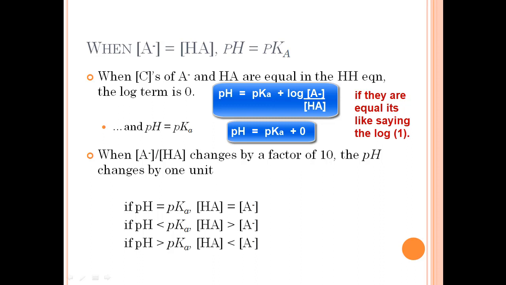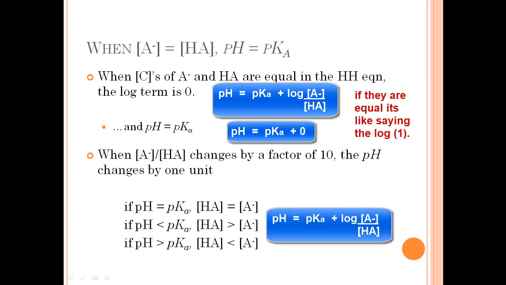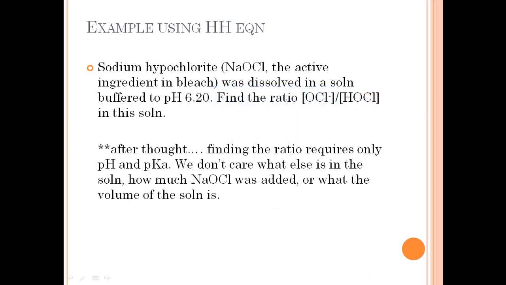Now, another thing to remember is that when the ratio of your weak base to your weak acid changes by a factor of 10, the pH changes by a unit of 1. We should know that already, but I just wanted to remind you. Another thing to note is that as the concentration of A minus increases, the pH must go up. And as the concentration of the weak acid increases, the pH must go down. Go through that carefully and make sure you understand that. So let's do a quick problem that deals with the HH equation, or buffers.